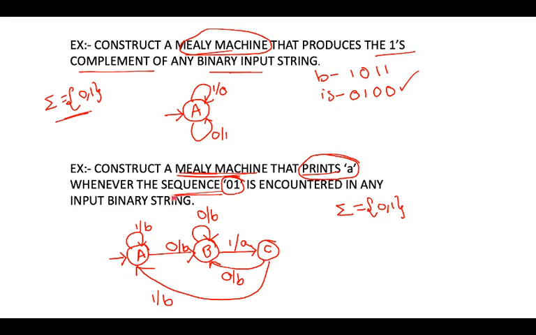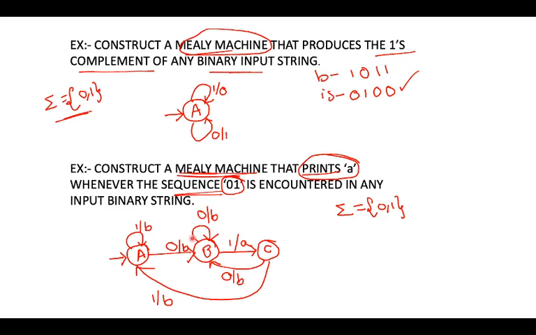Let us see another example. Construct a Mealy machine that prints A whenever the sequence 01 is encountered in any input binary string. Whatever the string is, if the string contains the sequence 01, then the output is A.